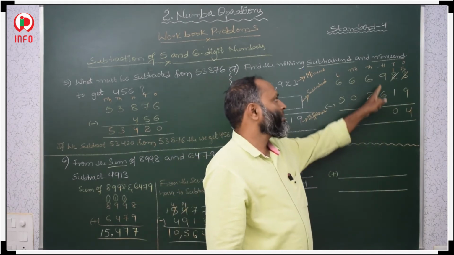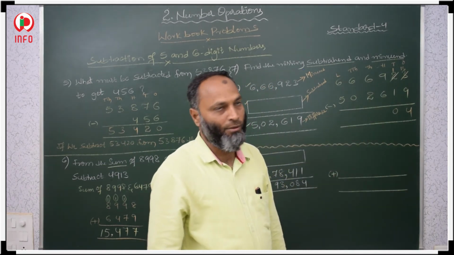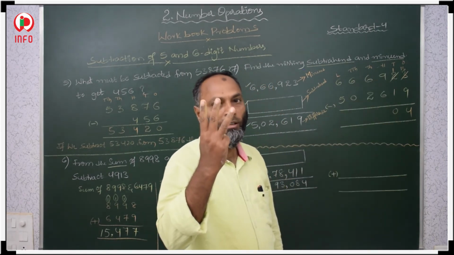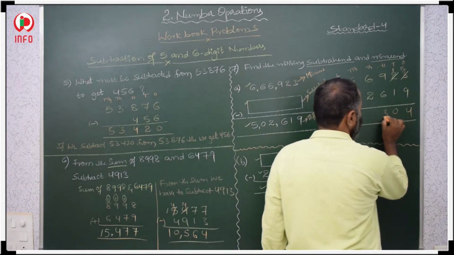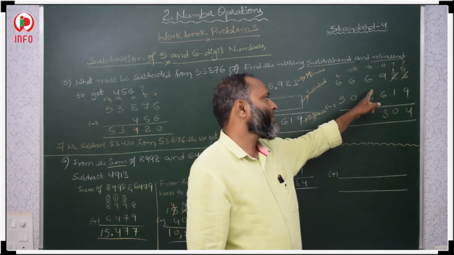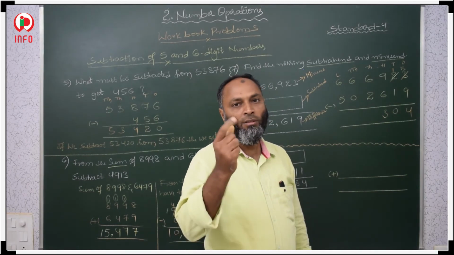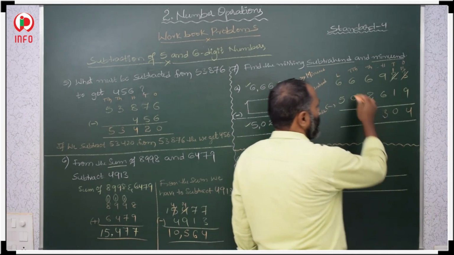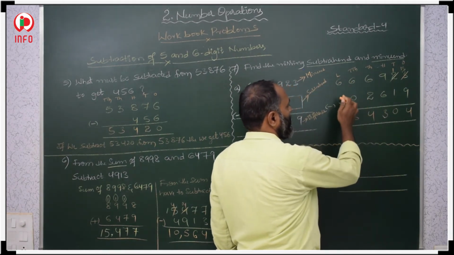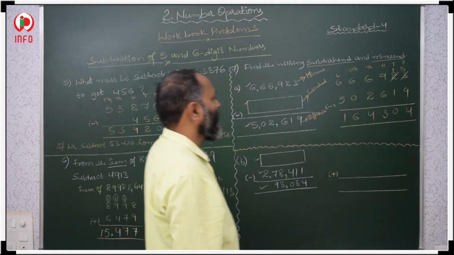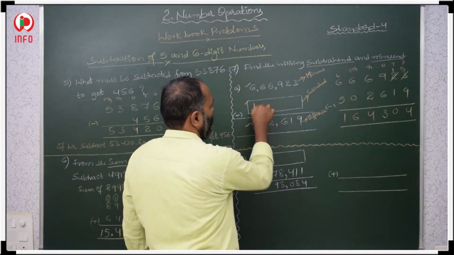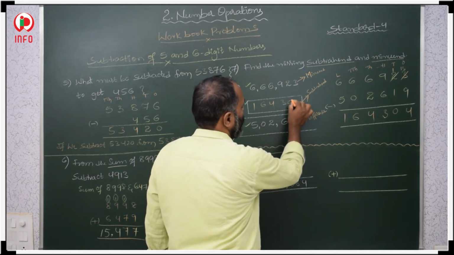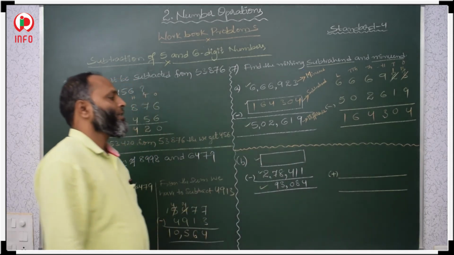Then 9 minus 6. It is bigger, so no need to borrow or regroup. From 6 to 9 you count: 7, 8, 9. It is 3. Then 6 minus 2: 3, 4, 5, 6. It is 4. 6 minus 0 is 6. 6 minus 5 is 1. This is your subtrahend. What is your subtrahend here? 1,64,304. See, in this way you will get it.